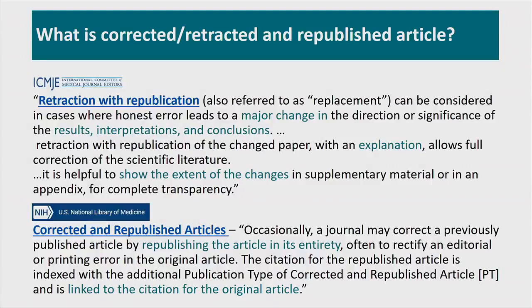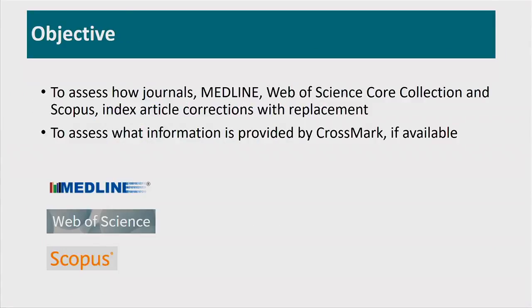These are the definitions of the retraction and republication from the ICMJE, and the type of publication tag that is available in MEDLINE. Our aim was to see how journals and different indexing databases deal with these things. When you have a retracted publication and you're replacing it, how do you see it as an end user? What do you see when you come to the journal or any of these indexing databases?